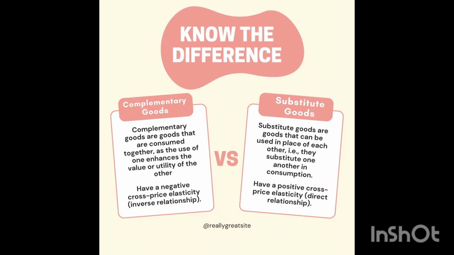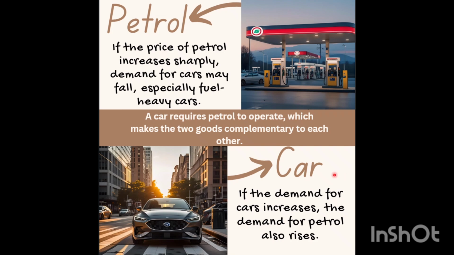So let's move ahead. One of the majorly used examples of complementary goods is petrol and car, because generally we need petrol in order to run a car, and we also need a car for petrol. Like, what's the use of petrol if you don't own a car, or even any other vehicle as such? That is why a car requires petrol to operate, which makes the two goods, petrol and car, complementary to each other, right?